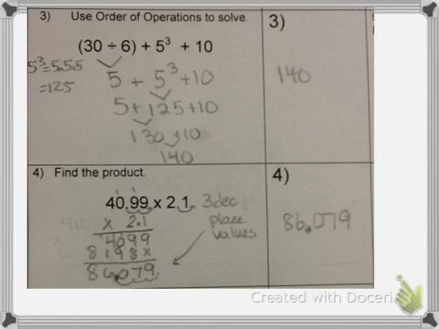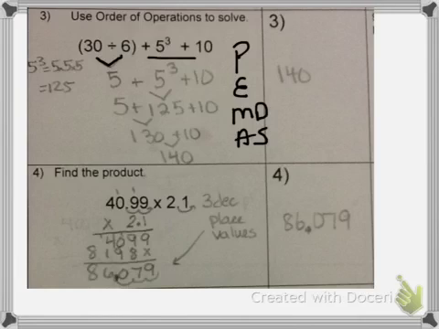Number 3. Use the order of operations to solve. Well, we're going to use PEMDAS to help us. Parentheses first, so that means 30 divided by 6 is 5. And everything else is going to come straight down to the next line. Parentheses are done. Next is the exponent. 5 to the third power means 5 times 5 times 5, which is 125.